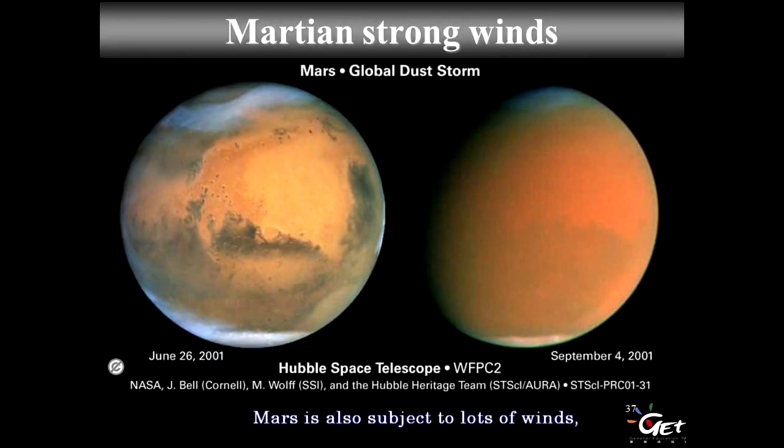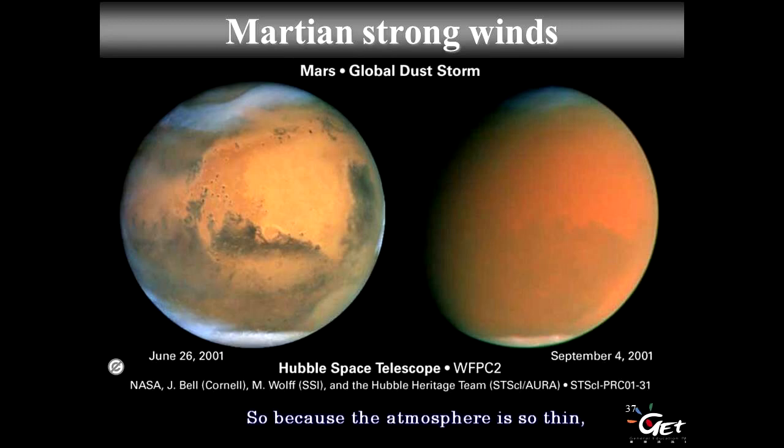Mars is also subject to lots of winds, so you have lots of activity in the atmosphere. You can have global dust storms, so lots of wind raising the dust from the surface. This is a picture taken by the Hubble Space Telescope again in 2001. This is in June and September. While here you can see very well the surface of the planet, in September a global storm starts. It's a storm on the scale of the whole planet that's raising all the dust, and then you can't see the surface of the planet at all anymore.